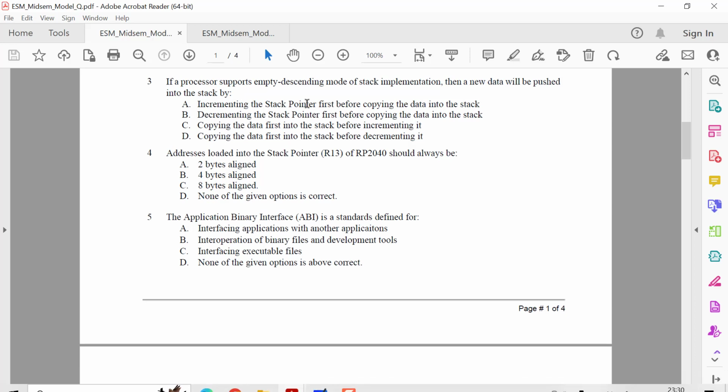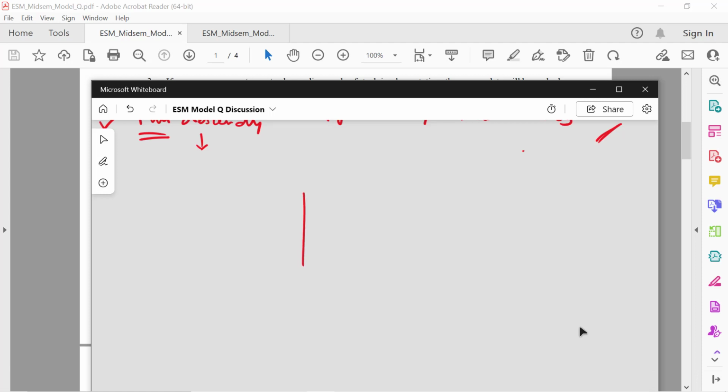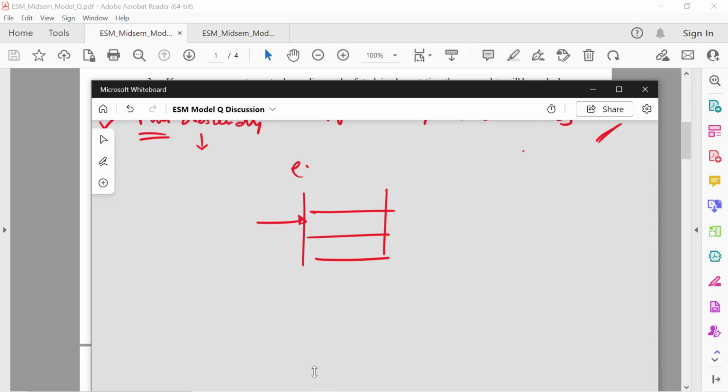If a processor supports empty descending, now based on this you should be able to just draw a stack of your own, and then it says empty. Let me see what this question says. Empty descending. So let me write it here so that you understand how empty descending works. That means the stack pointer is pointing at an empty location. So this is empty. Descending means this is a higher address. Suppose you assume that this is a higher address, this is a lower address. The stack is going to grow towards a lower address because it's descending. It is pointing at the empty location.